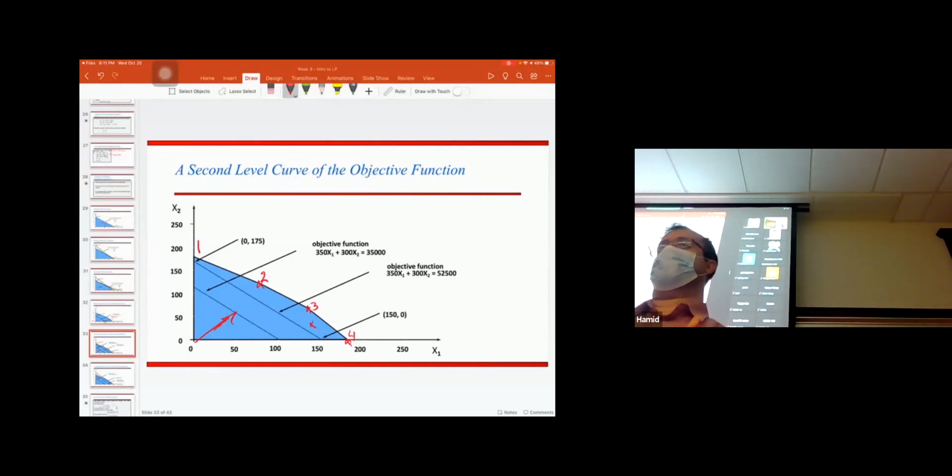So after finding your feasible region, you don't have to eyeball how to move your objective function and find the best solution. You just plug in your corners and see what would be the best value. Any questions?